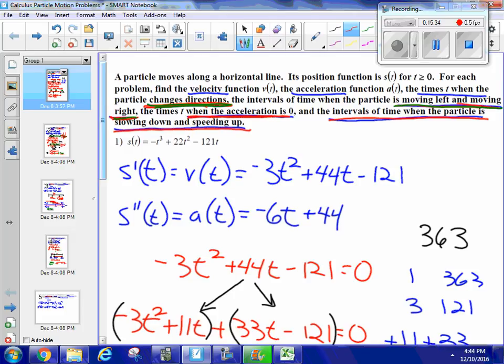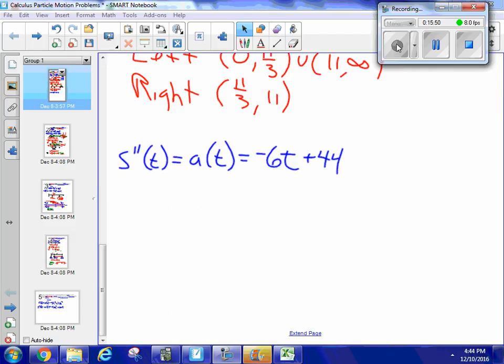Because remember, when acceleration is in the same direction as my velocity, I'm speeding up. When acceleration is in the opposite direction of my velocity, I'm slowing down. So here's my acceleration function. I think I'll set it equal to 0. I'll get negative 6t is equal to negative 44.